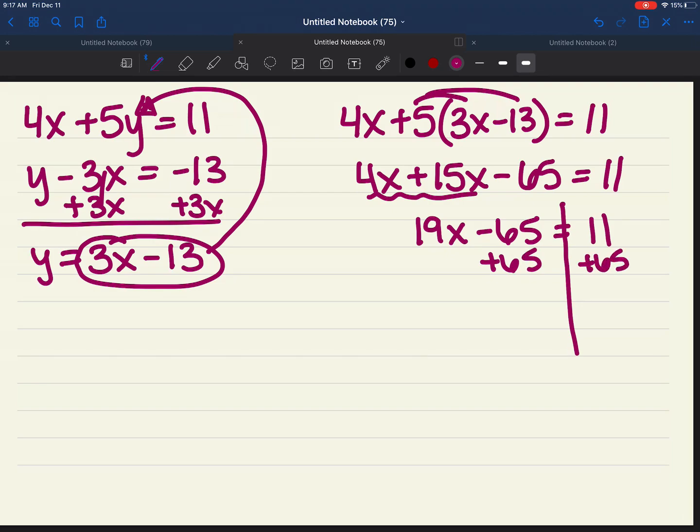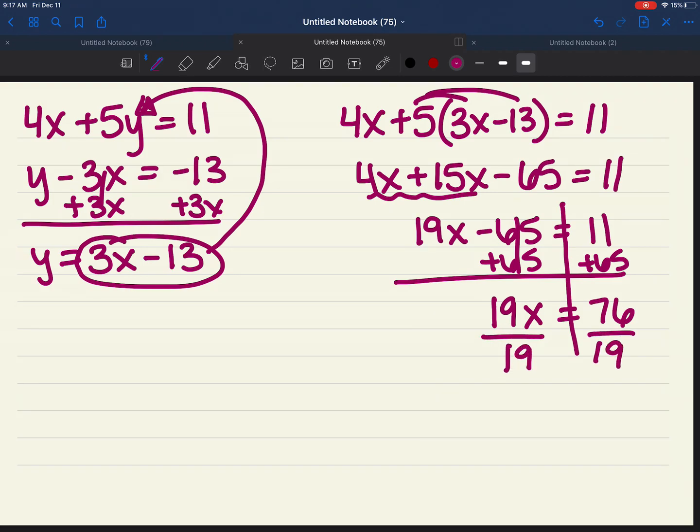Add 65. If you use a calculator for this one, I'm going to lose it. 76. Okay. Divide by 19. Think about 9.